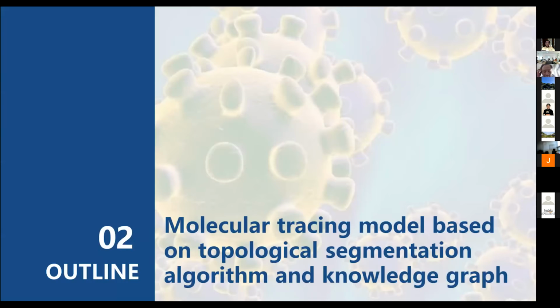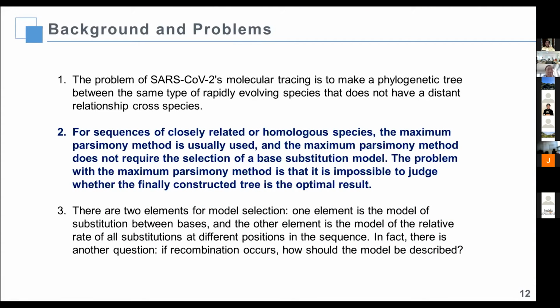Here we want to show you our recent work about the molecular tracing model based on the topological segmentation algorithms and a knowledge graph. I'd like to start with the background and problems. We know the problem of SARS-CoV-2 molecular tracing is to make a phylogenetic chain between the same type of rapidly evolving species that does not have a distant relationship across species.